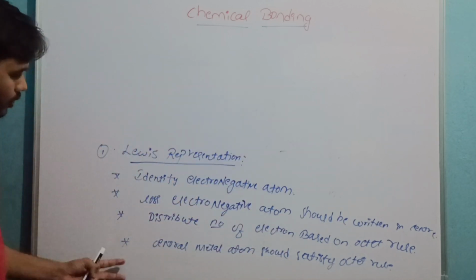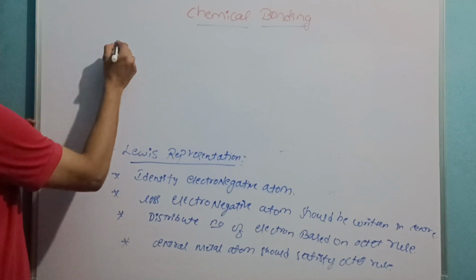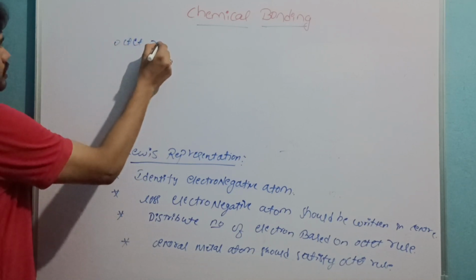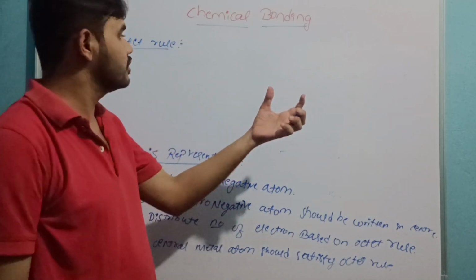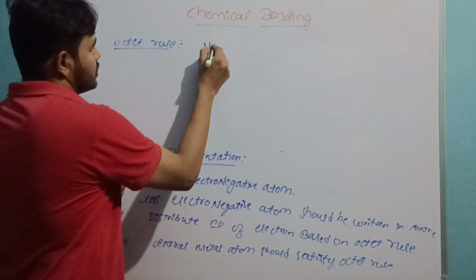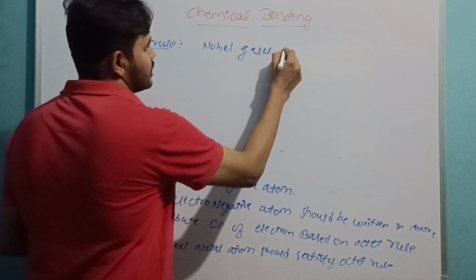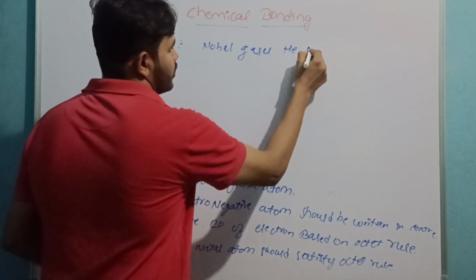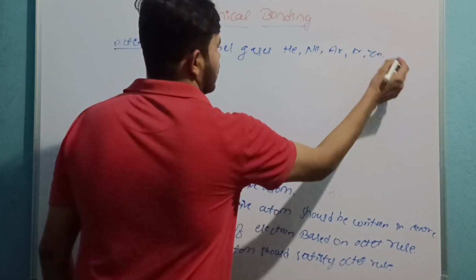These are the 4 rules for Lewis representation. First of all, the octet rule. Octet means it should have 8 electrons, mainly noble gases. Noble gases like helium, neon, argon, krypton, xenon are the noble gases.